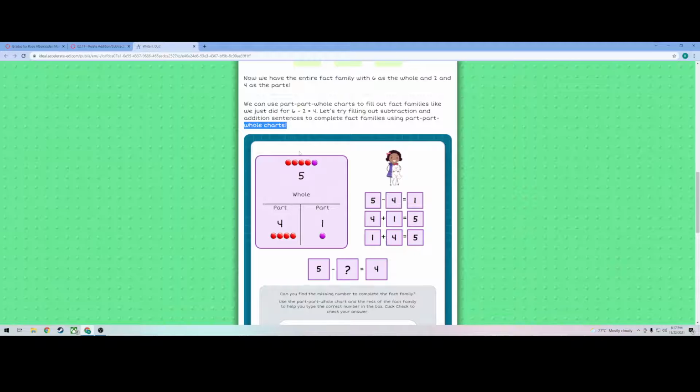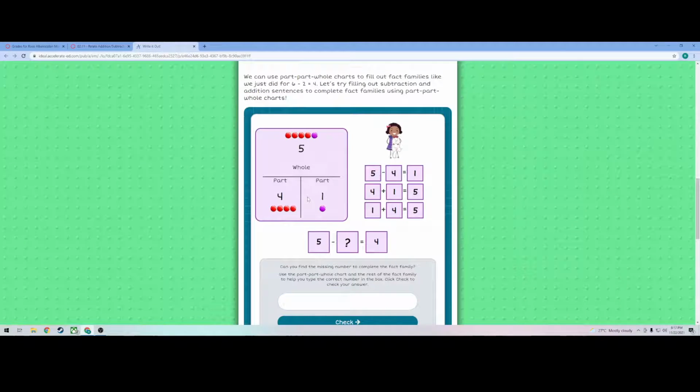Let's practice some more. So here, what's the whole number? It's 5. So I have two parts, 4 and 1, right?